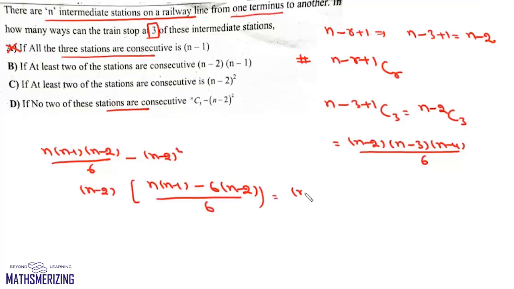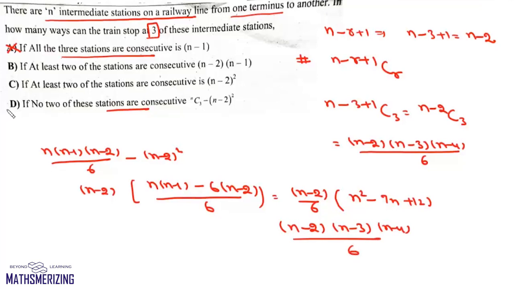So it will be (n-2)/6, and here we can write this as n^2 - n - 6n, so it will be minus 7n plus 12, which is 4 into 3. So we can write this as (n-2)(n-3)(n-4) whole divided by 6. That means this option D is correct.